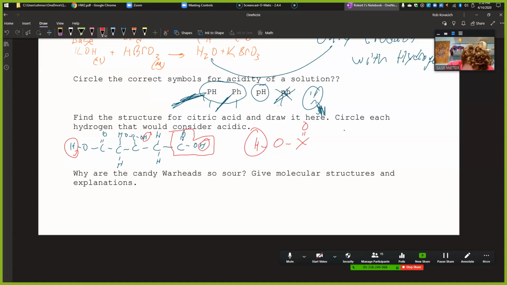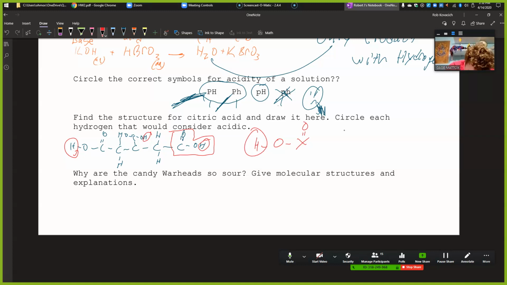So if we're looking at a structure with that classic acid chain, the H to the O to anything to another O, does it have to be hanging off of the side, or can it be in the middle of a structure? Since it's hydrogen, it has to be terminal. Okay.